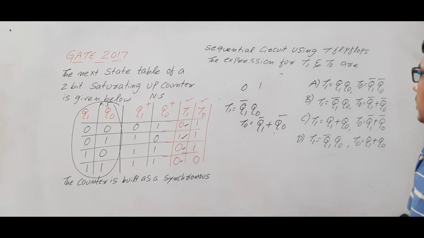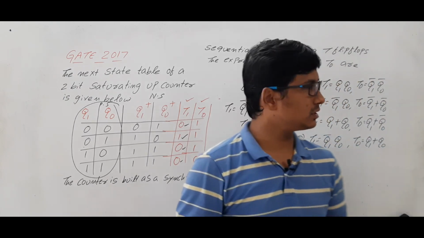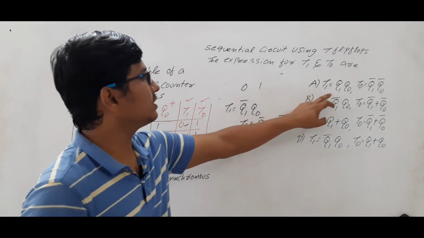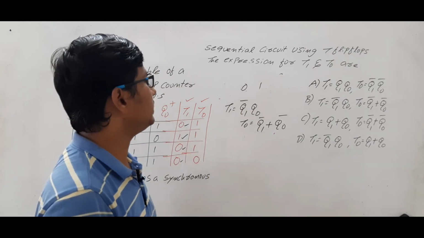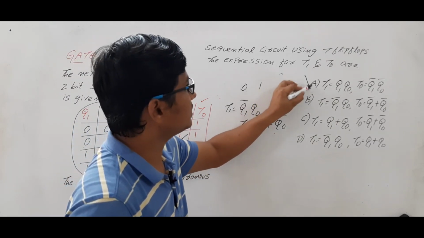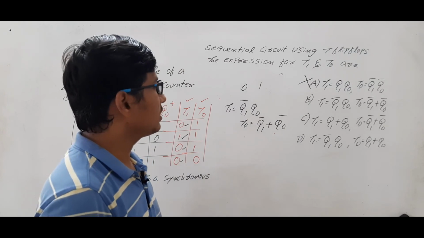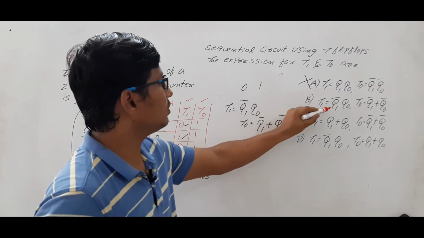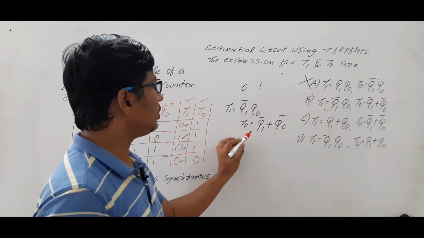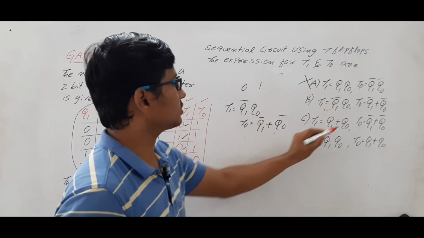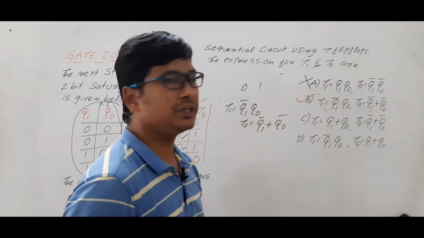Now you check it. Option A, let me come this side. Option A is saying that t1 is equal to q1 and q0, but we got q1's complement and q0. So I can say that option A is not correct. Come to option B. t1 is equal to q1's complement and q0. This is correct. t0 is equal to q1's complement or q0's complement. This is also correct. So option B is correct.